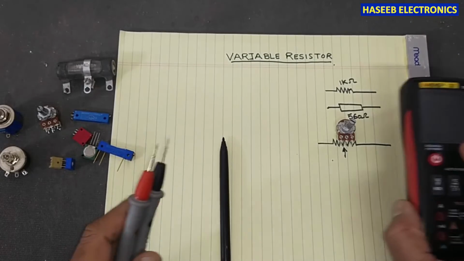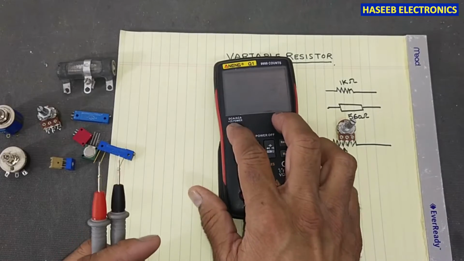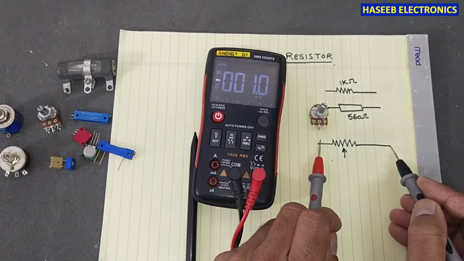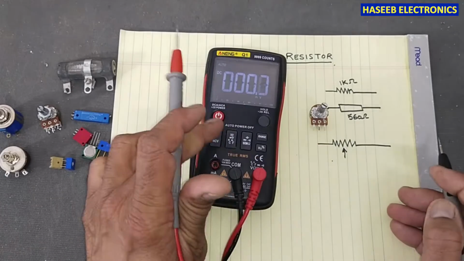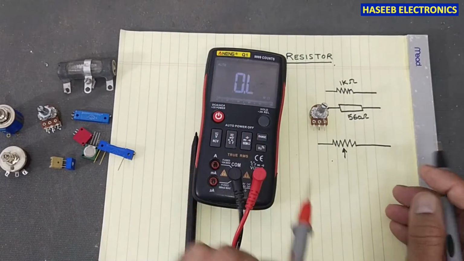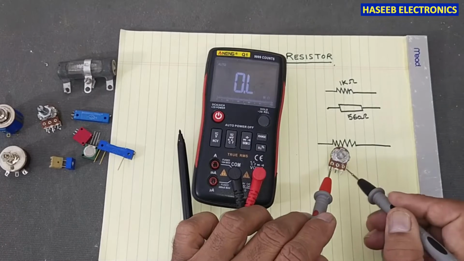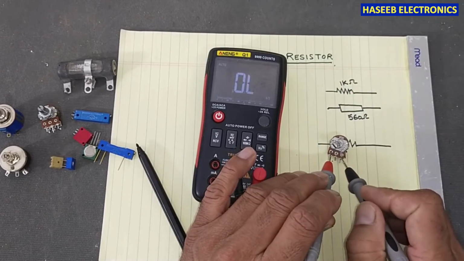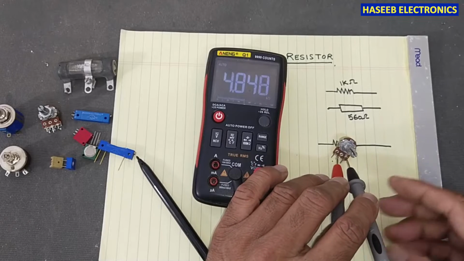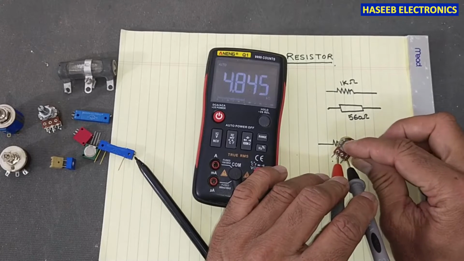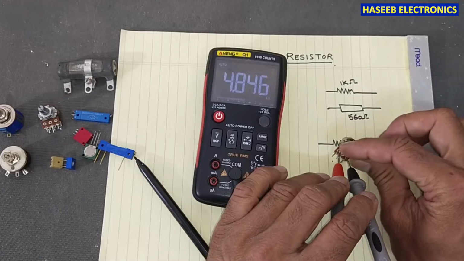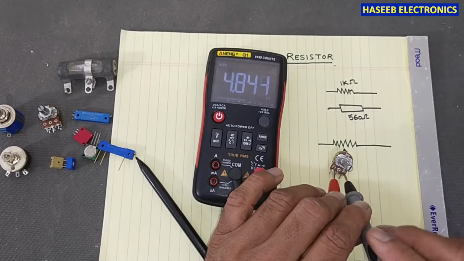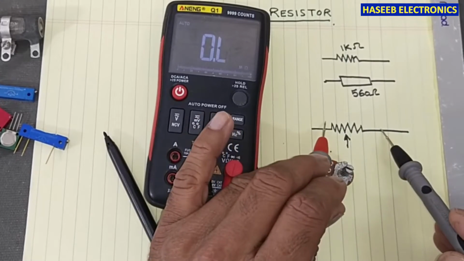If we test it with a multimeter, what will happen? Between these 2 points, it will give a fixed resistance. Set the multimeter to ohms, and we take a fixed value resistance here. It is 4.8 kilo ohm, and if I move the slider, it will not adjust anything because we are taking a fixed value resistance.